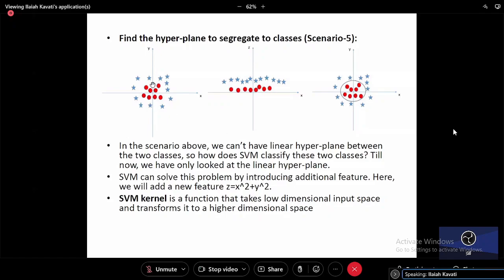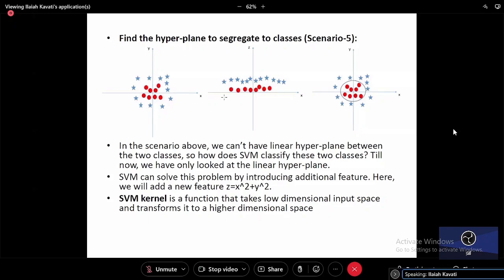So we'll have the x coordinate value and y coordinate value for the left side image. Using this x and y, we'll find a new coordinate, z. Now using z and x, we'll project these objects into the three-dimensional space. Now we can create a hyperplane here. This projection from a lower dimensional space to a higher dimensional space can be done using SVM kernels.